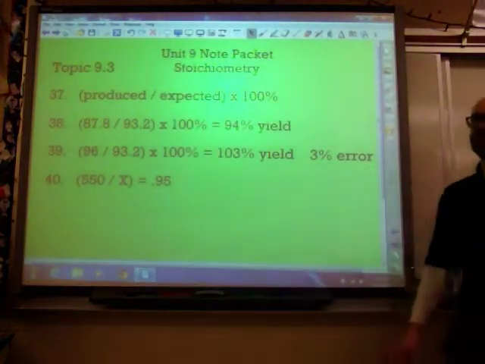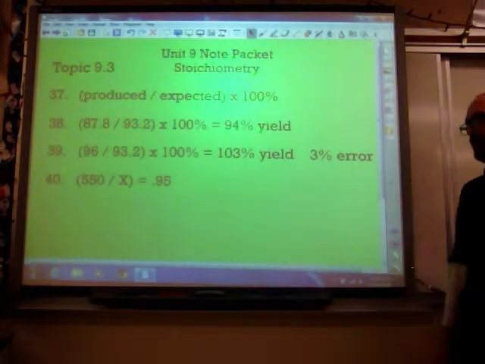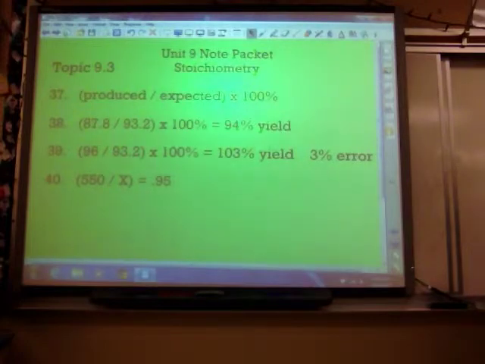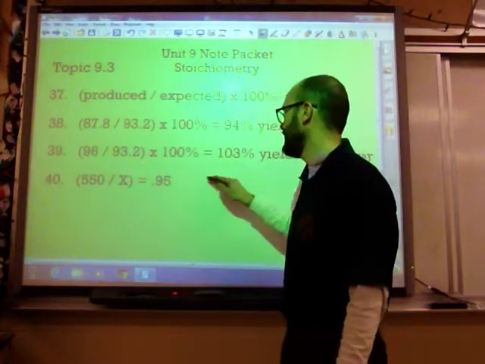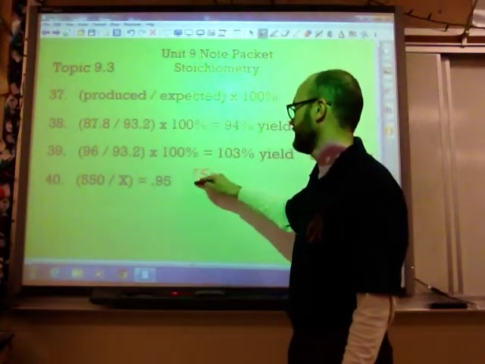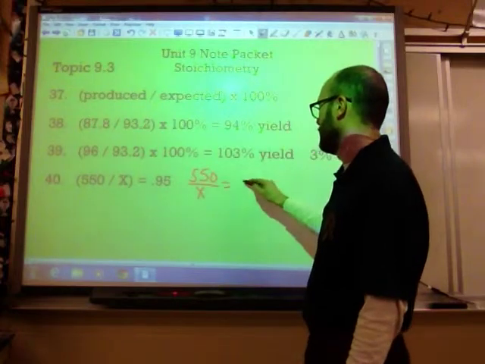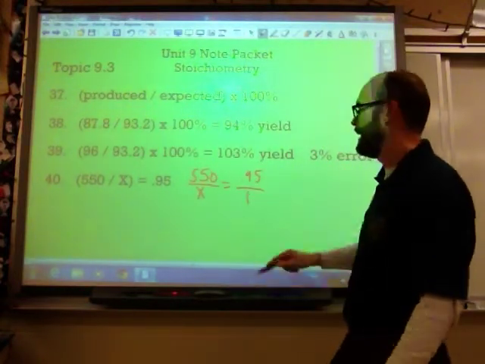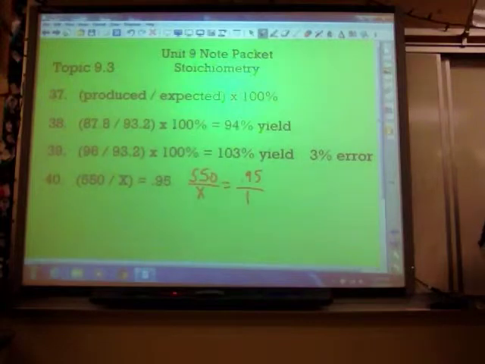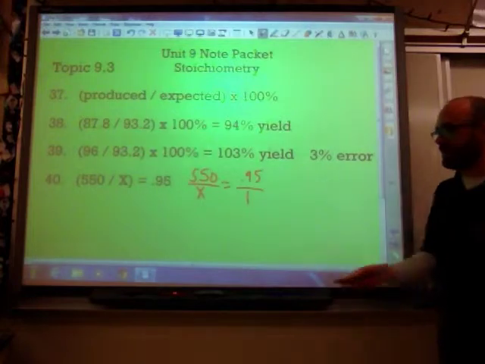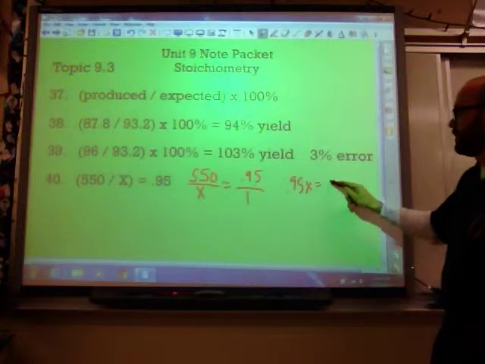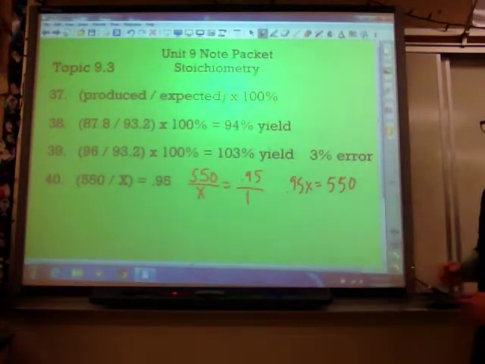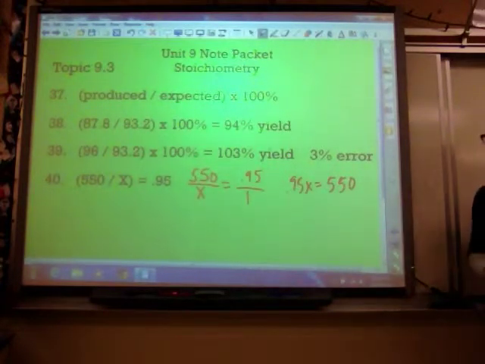Oh my gosh, this sounds like algebra, solving for the denominator. It's exactly what it is. You need to think about this in terms of a cross multiplication. It would be 550 over x equals 0.95 over 1. What mathematical operation would you need to solve for that x? Multiplication. You would do a cross multiplication. So you would do x times 0.95 equals 550. And how now do you get that x by itself? You would divide.